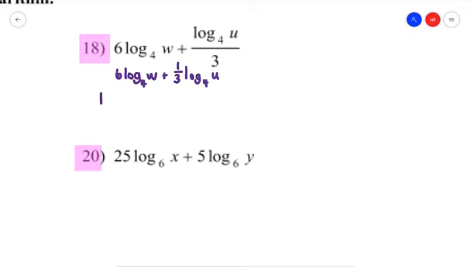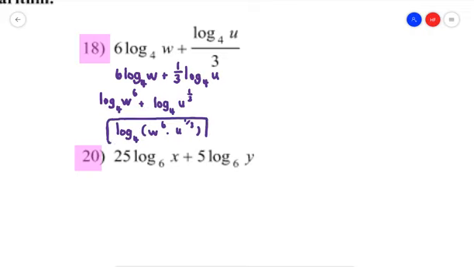And then my coefficients become powers. This is log base 4 of w to the 6th power plus log base 4 of u to the 1/3 power. Then we have plus in between two logs with the same base, which means we're going to multiply. So log base 4 of w to the 6 times u to the 1/3. That's one single log, so we're done.